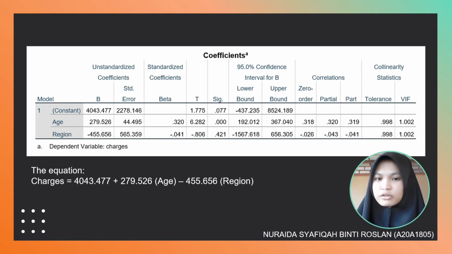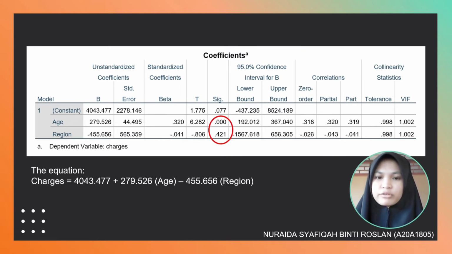Coefficients. Here is the equation for our project. For every unit increase in age, charges will increase by 279.526, provided the resident region remains unchanged. For every unit increase in region, charges will decrease by 455.656, provided the resident age is still the same. Based on the standardized beta coefficient, the effect of age is higher than region.